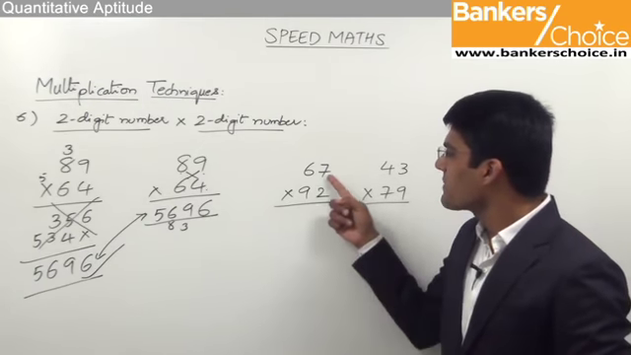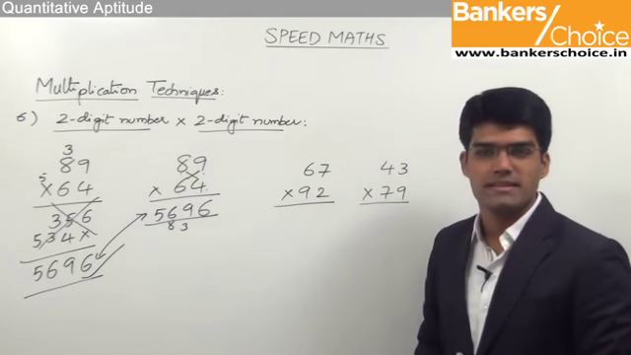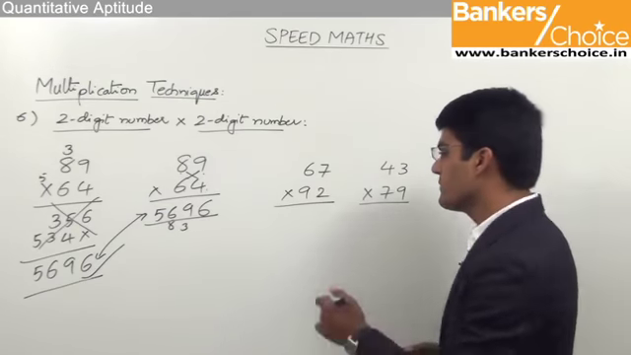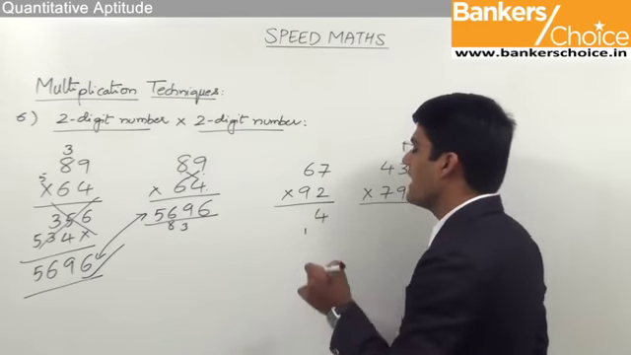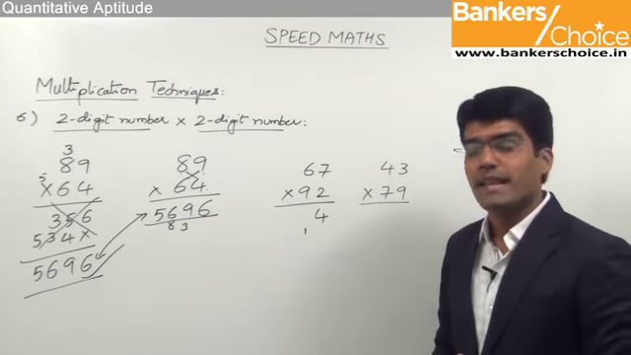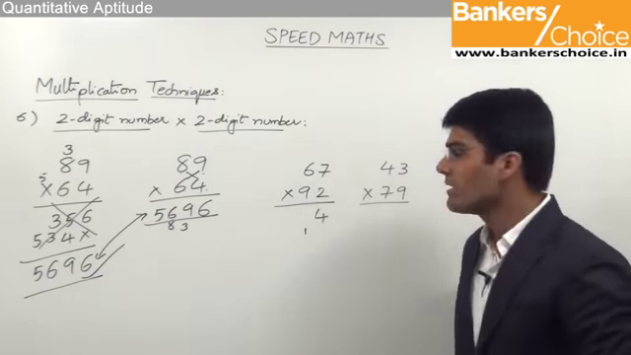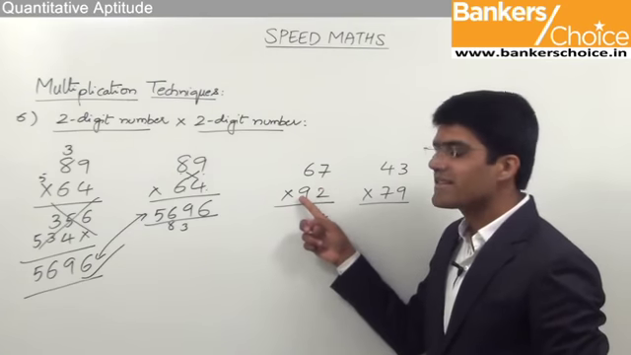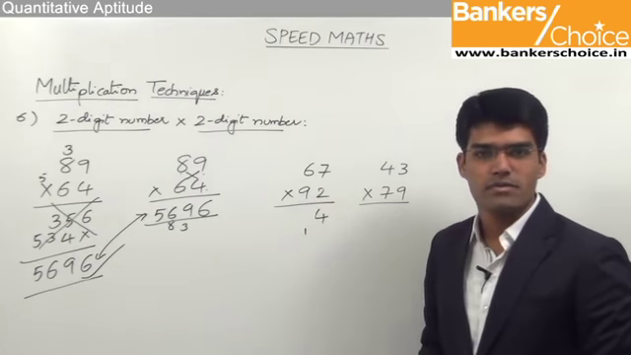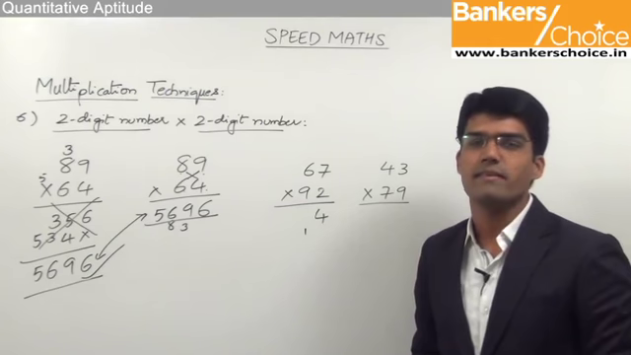You know that the first step is we have to multiply both the units places. That is 7 into 2, that is 14. So write 4 in the answer and 1 is carried forward. Second step is cross multiplication of units and tens places. So 6 into 2, 12, 9 into 7, 63. So 12 plus 63 is equal to 75.